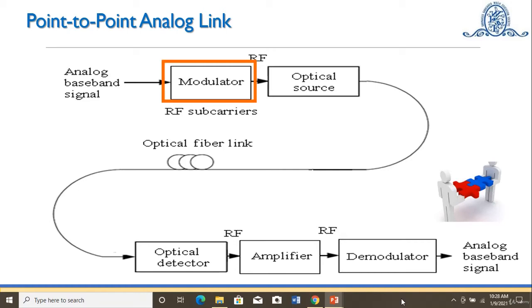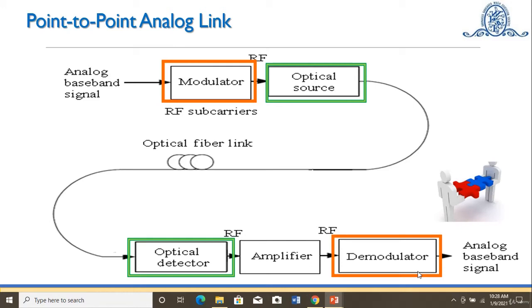The RF subcarrier data will be given to the optical source, which will convert that electrical signal to optical, and then it will be transmitted on the optical fiber link. At the receiver, the data is received by using an optical detector. It is amplified and then demodulated to recover the analog baseband signal.